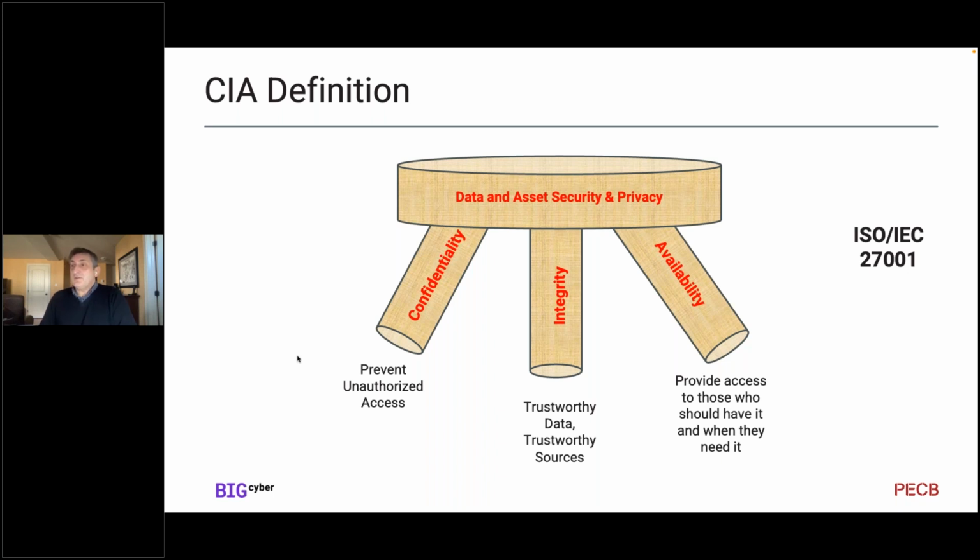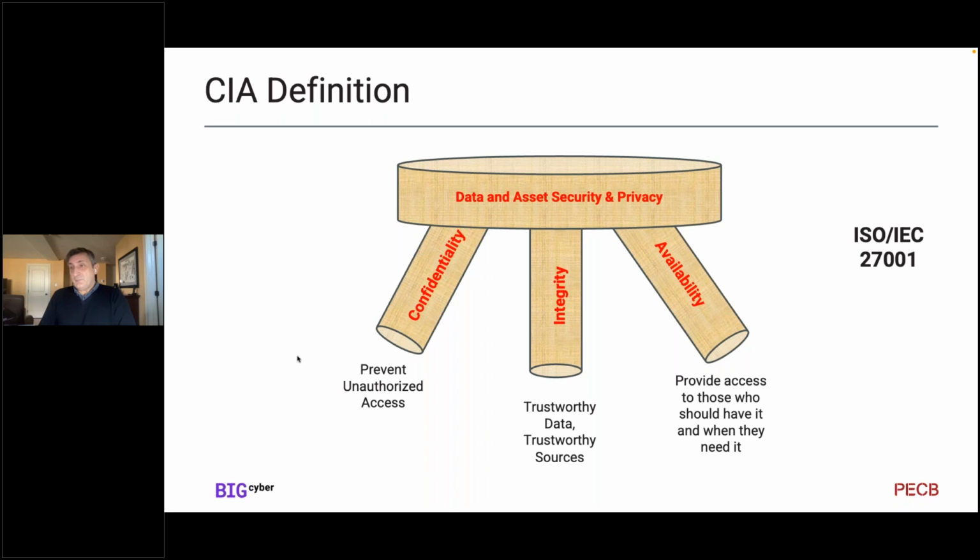For availability, you want to provide access to those who should have access when they need access. So there can be times when access or availability might not be provided, say, after hours to certain types of information or to certain resources or systems or environments within the organization. So availability is that third critical leg of the CIA Triad.